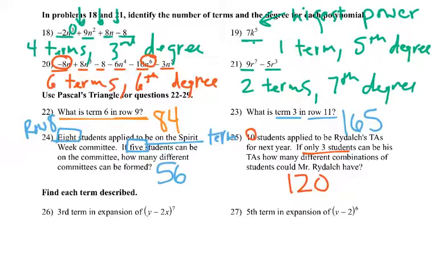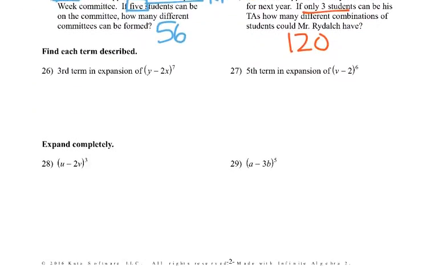Okay, so those are the easy ones with Pascal's triangle. Now let's do some more complex ones, and we're almost done too. So we want the third term in the expansion of this. Remember, Pascal's triangle helps us with that binomial expansion. Now on 26 and 27, they simply want one term to be found.